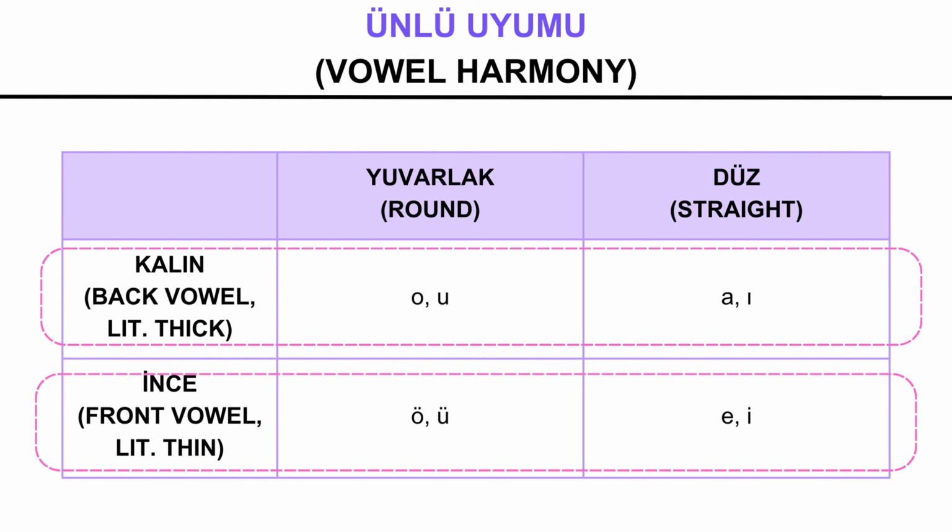In the case of lar and ler, which is making a noun plural, as we have two options, lar and ler, we have to pick one of them, right? That's why we need two categories. Now we have learned four, but we need only two. That's why for lar and ler, we just look at whether the vowel is back or front, whether the vowel is kalın or ince.